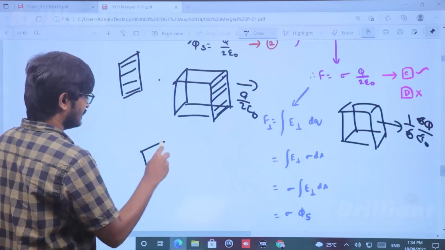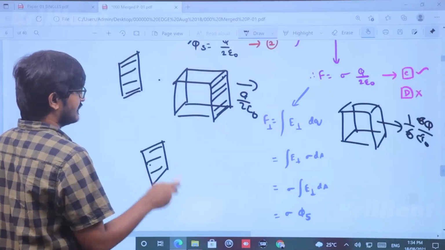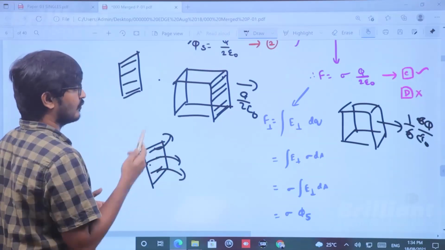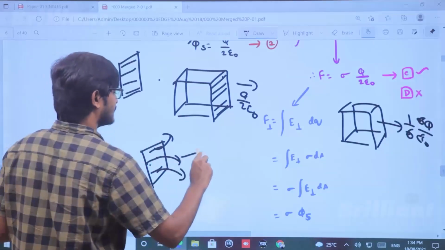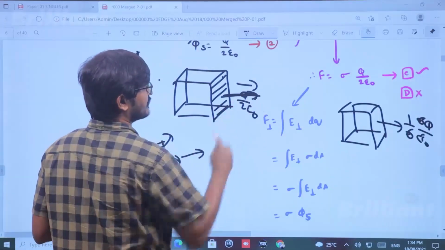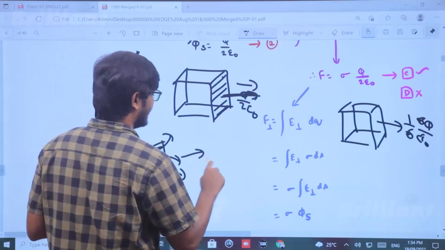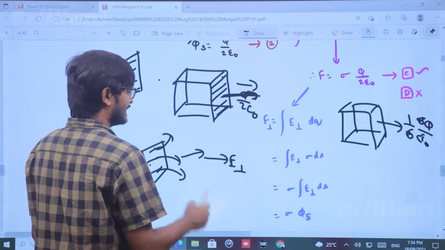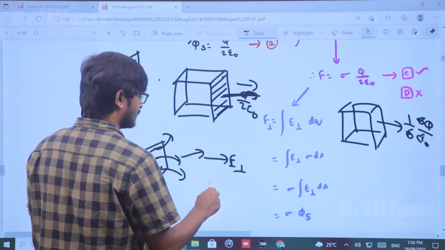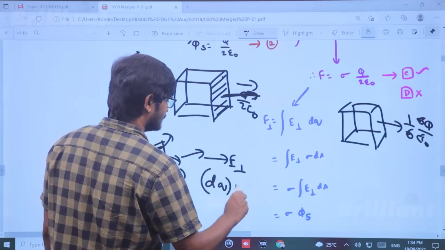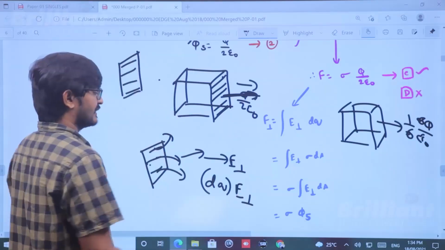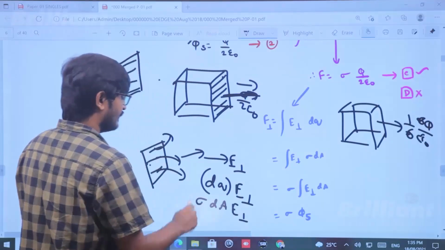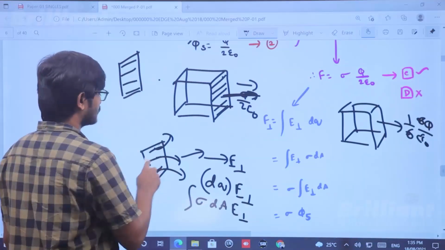So if this is the face we were worried about, electric field lines will be coming in some random direction because of the remaining 5, but by symmetry we can say the net force must be only along this direction. So we need only the electric field component in this direction. If we know the electric field component in this direction, on any small element the force will be dq times E perpendicular. Now dq you can write as sigma times dA, so the force is sigma times dA times E perpendicular. Now when you integrate this, you will get the net force on this face.